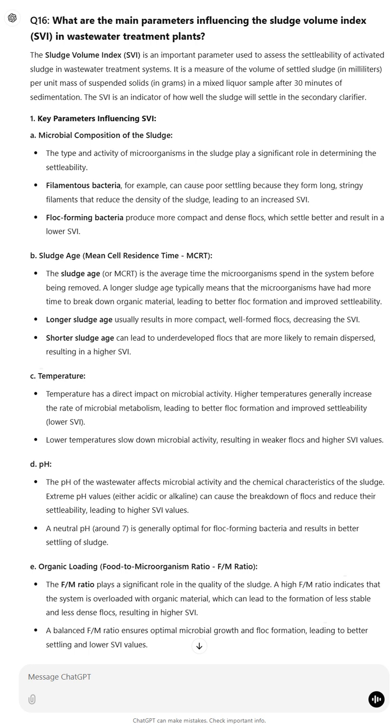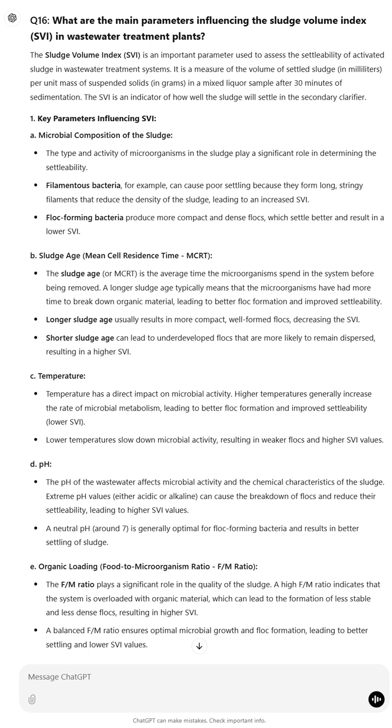C. Temperature. Temperature has a direct impact on microbial activity. Higher temperatures generally increase the rate of microbial metabolism, leading to better flock formation and improved settleability, lower SVI. Lower temperatures slow down microbial activity, resulting in weaker flocks and higher SVI values.